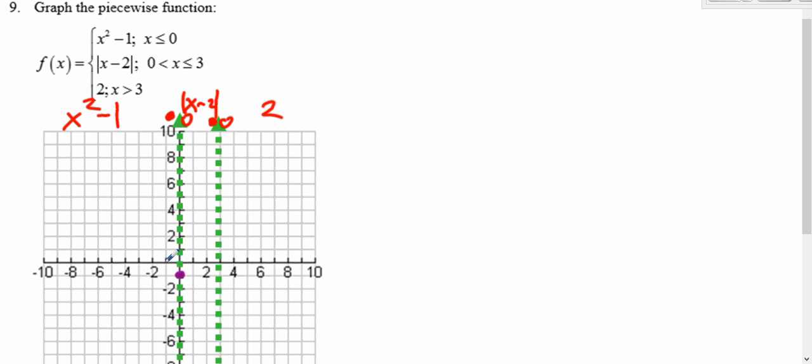Plug in -1, and you get 0. Plug in -2, that's 4 minus 1, you get 3. Plug in -3, that's 9 minus 1 is 8. And if you plug in anything else, it's going to be too far off the graph. So this is the first piece of the graph.